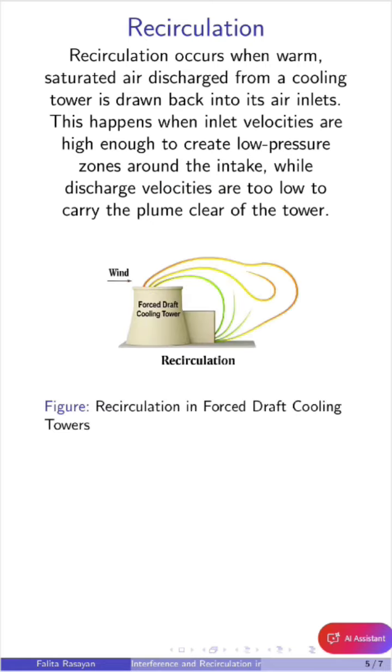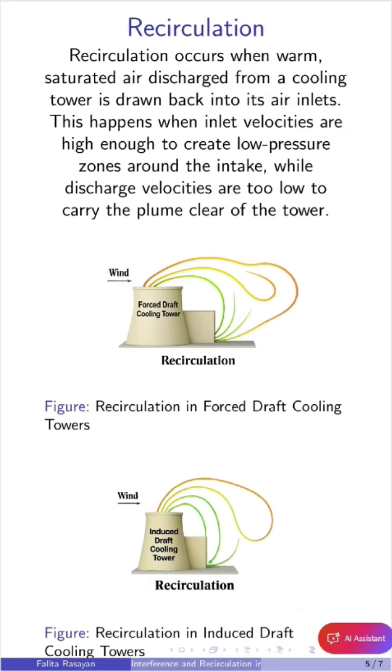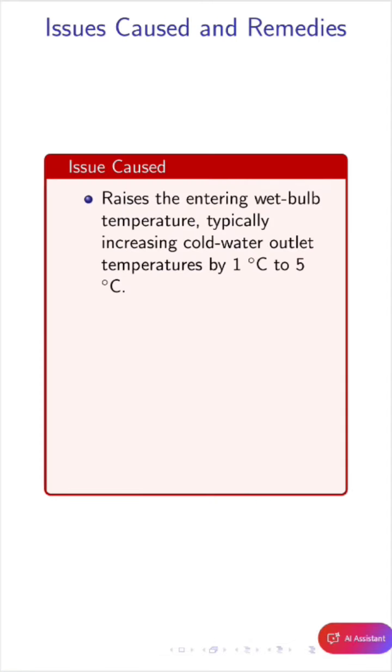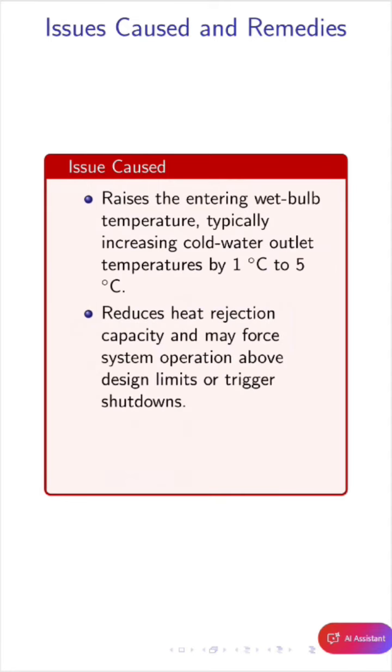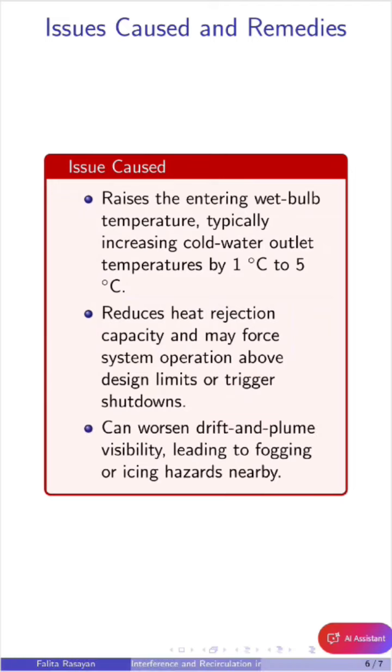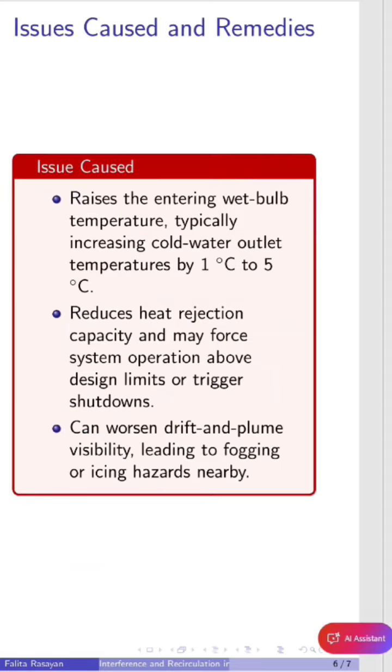This can happen in case of a forced draft cooling tower as well as an induced draft cooling tower, but in case of induced draft cooling tower, the issues are a bit less. So what are the issues? It can raise cold water outlet temperature by 1 to 5 degrees centigrade. It reduces heat rejection capacity and may force system operation above design limits or trigger shutdowns. It can worsen drift and plume visibility, leading to fogging or icing hazards nearby.